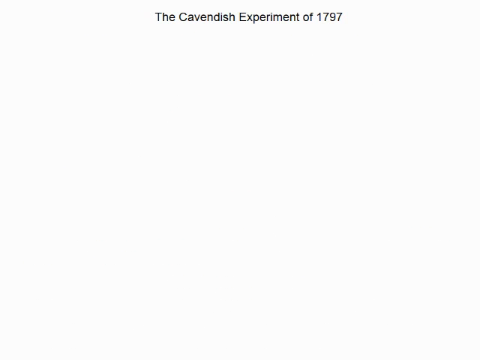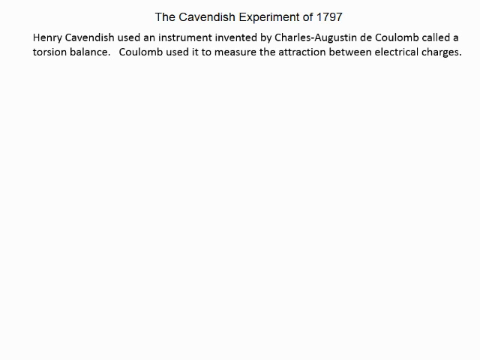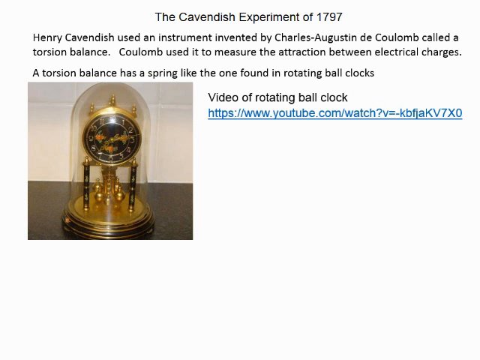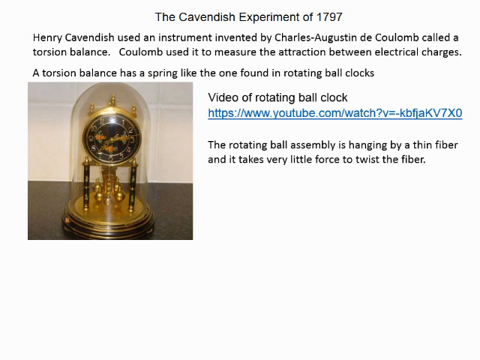The Cavendish experiment of 1797. Henry Cavendish used an instrument invented by Charles Augustin de Coulomb called a torsion balance. Coulomb used it to measure the attraction between electrical charges. A torsion balance has a spring like the one found in rotating ball clocks. You can see a video of a rotating ball clock at this link. The rotating ball assembly is hanging by a thin fiber, and it takes very little force to twist the fiber.